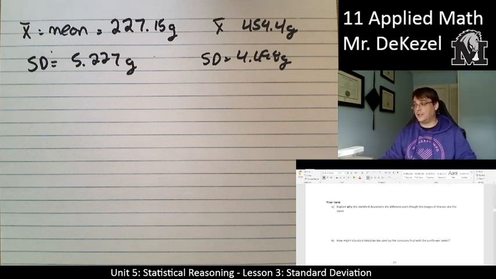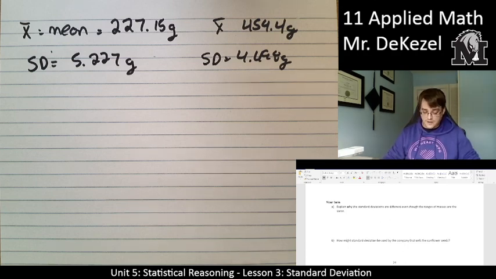What I'd like you to do is explain why the standard deviations are different even though the ranges of masses are the same, and how might that deviation be used by the company that sells sunflower seeds. So you can pause it here and come back and we will quickly go over it.